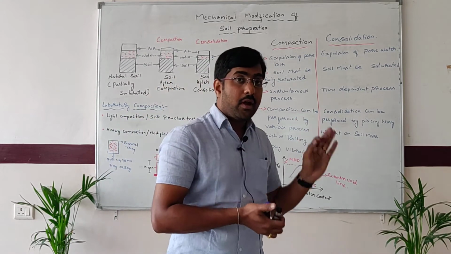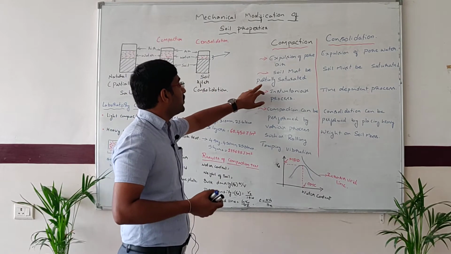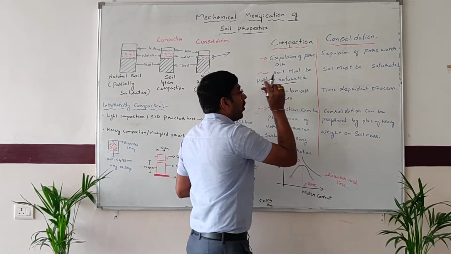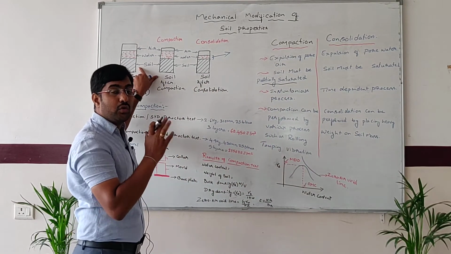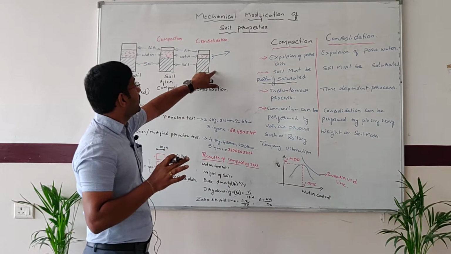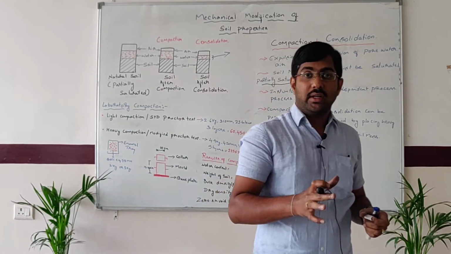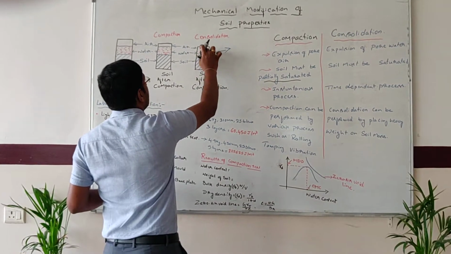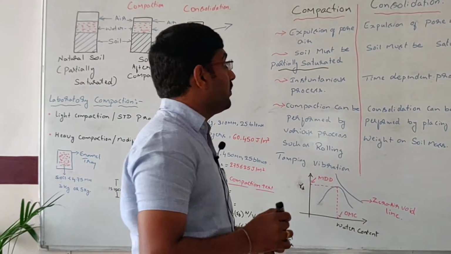And the second and very important parameter for compaction and consolidation is the soil condition. The soil has to be partially saturated in order to do the compaction process. Whereas in the process of consolidation, the soil must be completely saturated. That is a must. I mean to say the soil should be completely saturated in the case of the consolidation process.